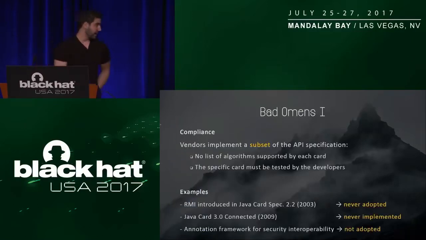So what happened? All those things are very nice in theory, but in practice, this is not what's happening. The problem is that vendors don't necessarily implement the full specification. What they do instead is they pick a subset of the functions and the algorithms listed there, and they implement that instead. This means that there is no list of algorithms supported by each card. So a card says, I comply with specification 3.0.1, and then you don't really know which subset of 3.0.1 is in there. So what you have to do as a developer is actually buy the card and check by yourself which algorithms and functions and constants are there.